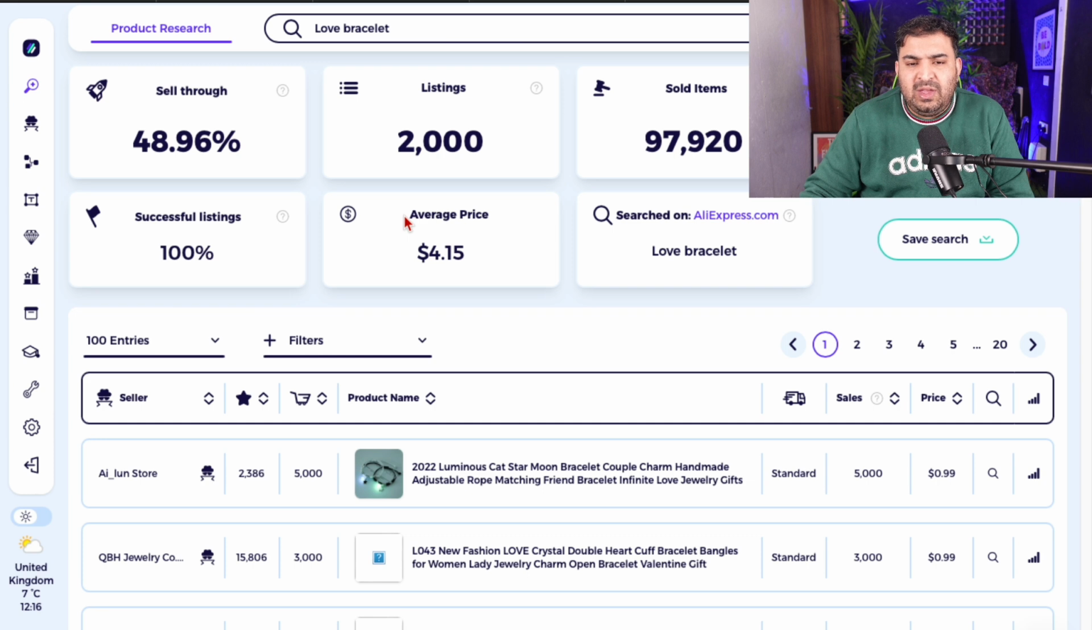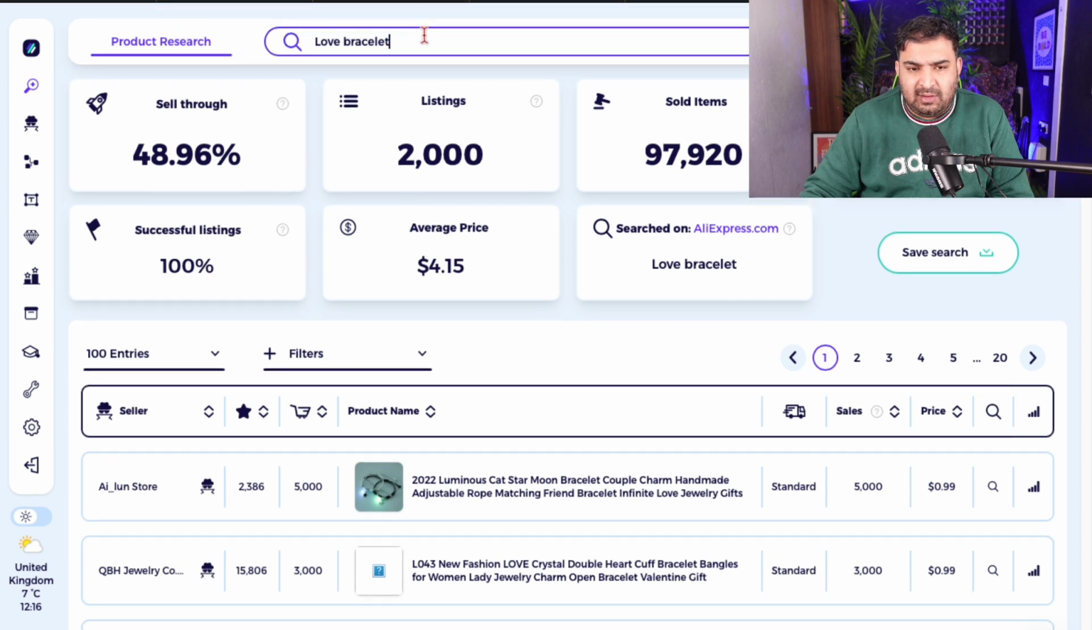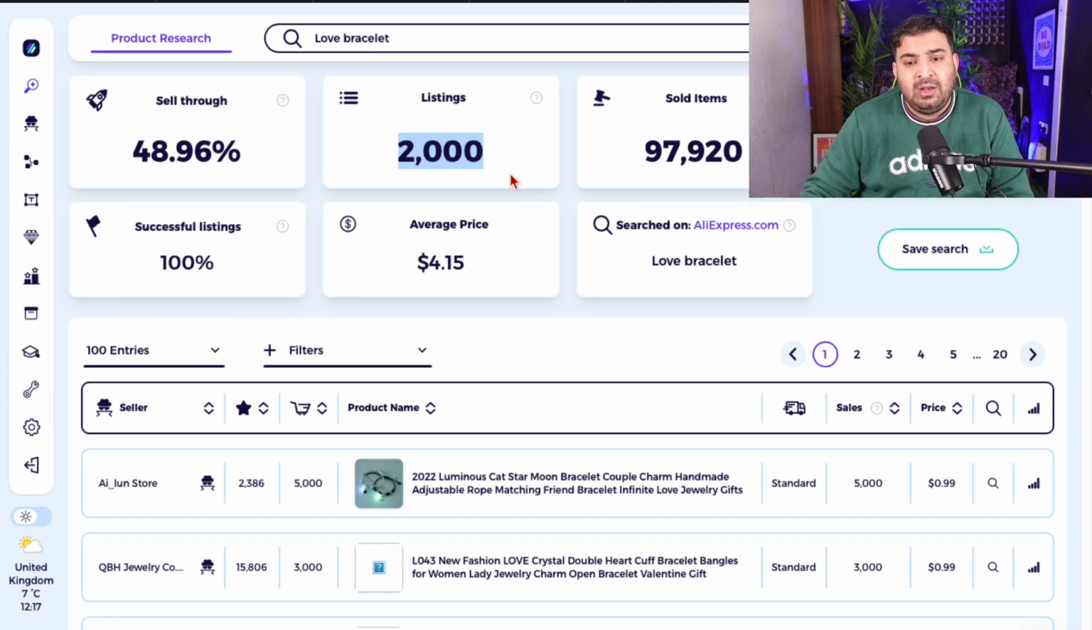Now the next one, we have love bracelet. This keyword right here. Right from the start, I can see the sell-through rate is really healthy. Successful listings are 100%. So everybody who has done the listing, these 2,000 listings right here, these are the guys who are getting some sort of sales out of it. So it's really a good sign as well.